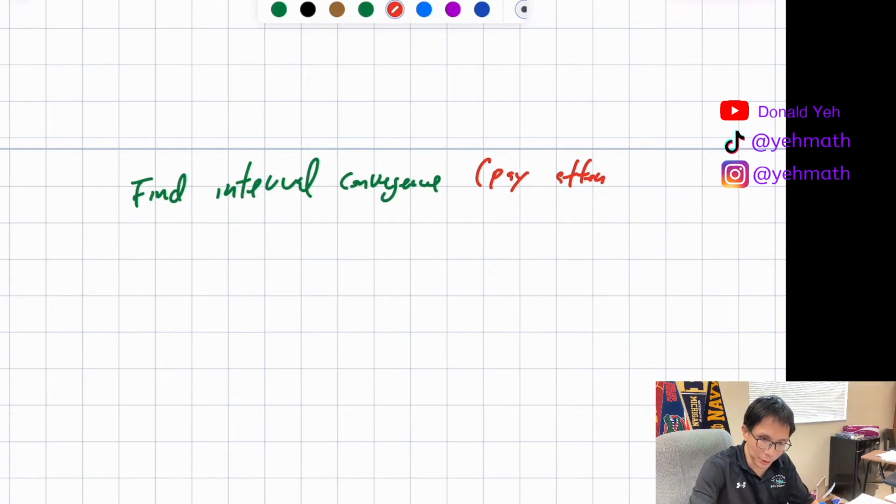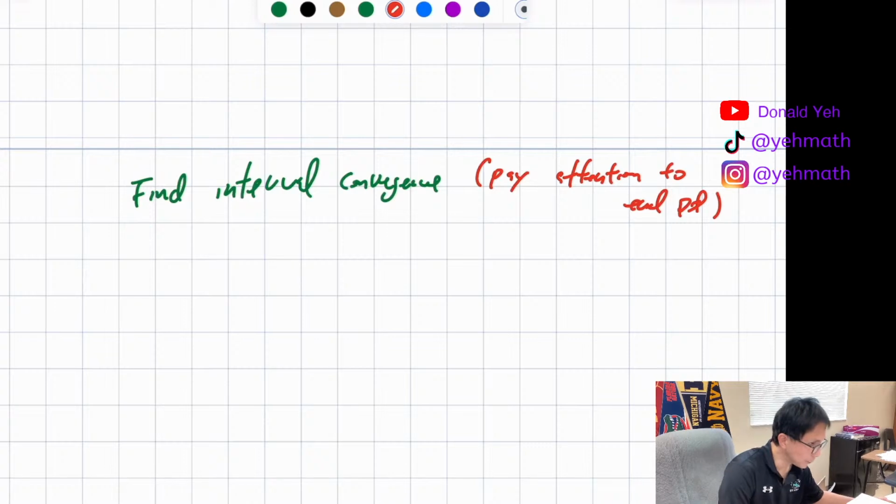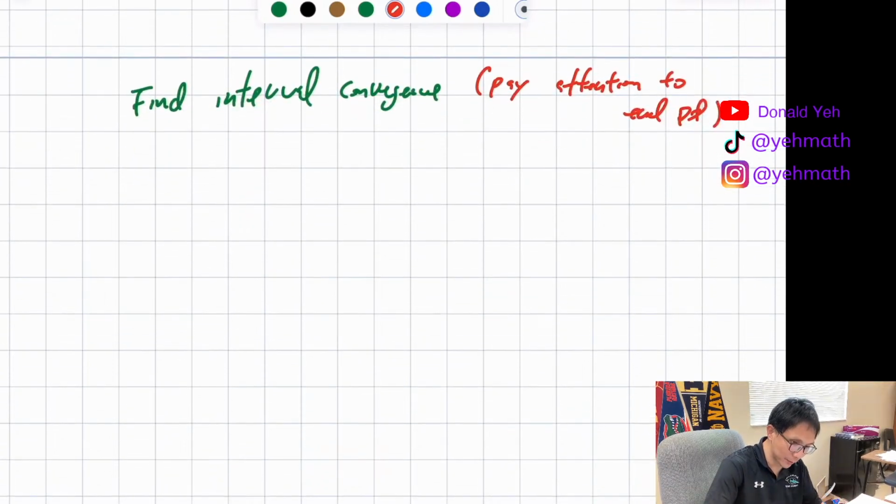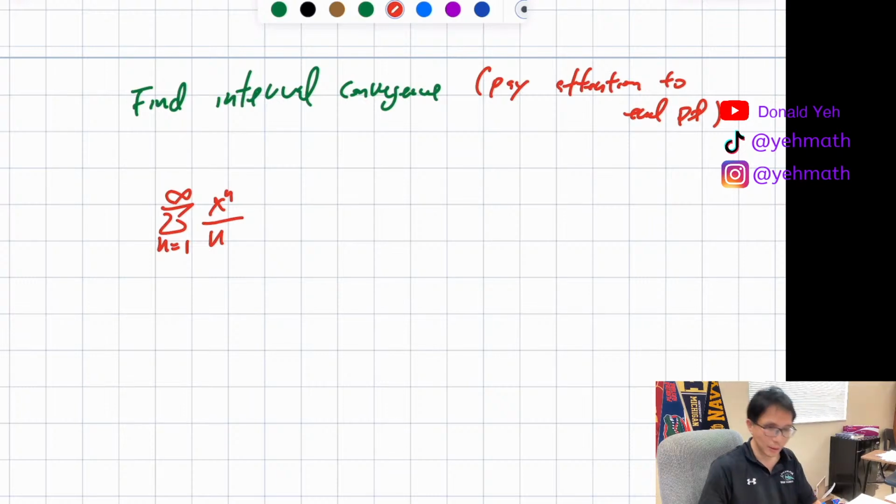So pay attention to the endpoints. Why do I say that? First of all, we just start with something that's relatively easy: the summation from n equals 1 to infinity of x to the n over n. And we say, let's find the interval of convergence. Obviously, the only way we can do it is using the ratio test. So we're going to try the ratio test here.